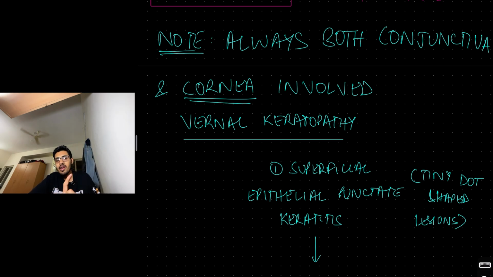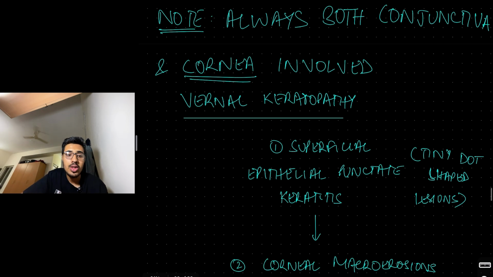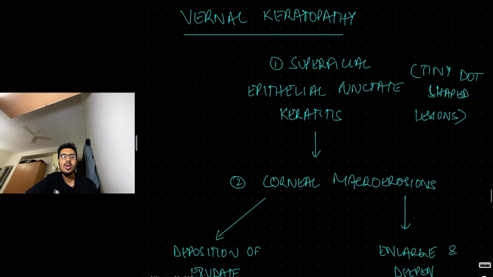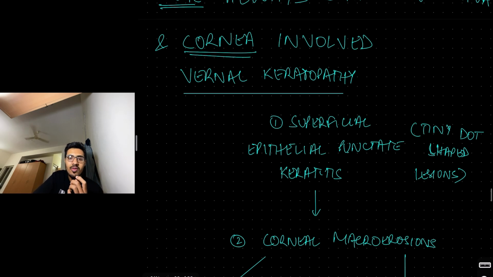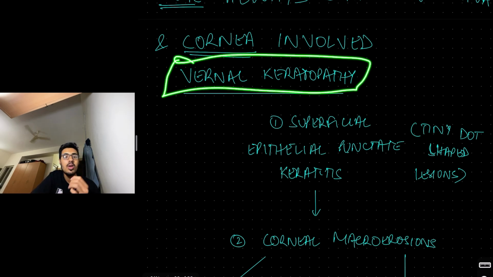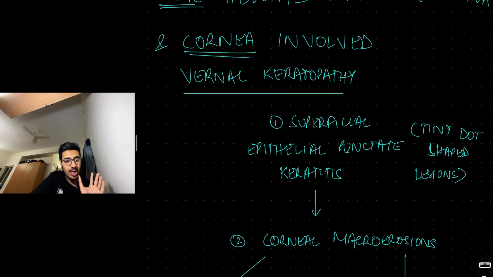Now think about it. In VKC, what did I tell? There is more involvement of upper palpebral conjunctiva, right? So because of that, there is more involvement of always the upper part of the cornea as well. So the corneal lesions, the corneal signs are known as vernal keratopathy. Vernal keratoconjunctivitis. So just the corneal signs, if I want to say, vernal keratopathy.